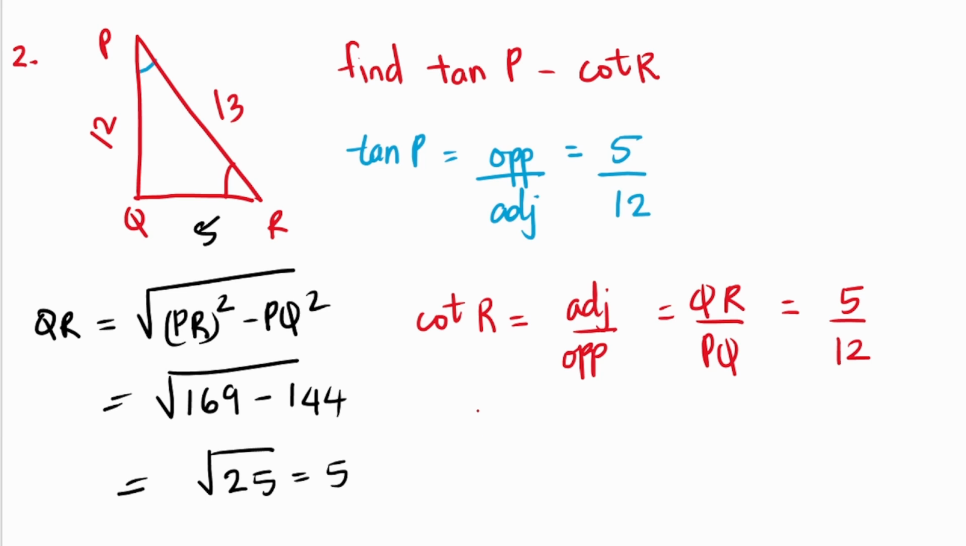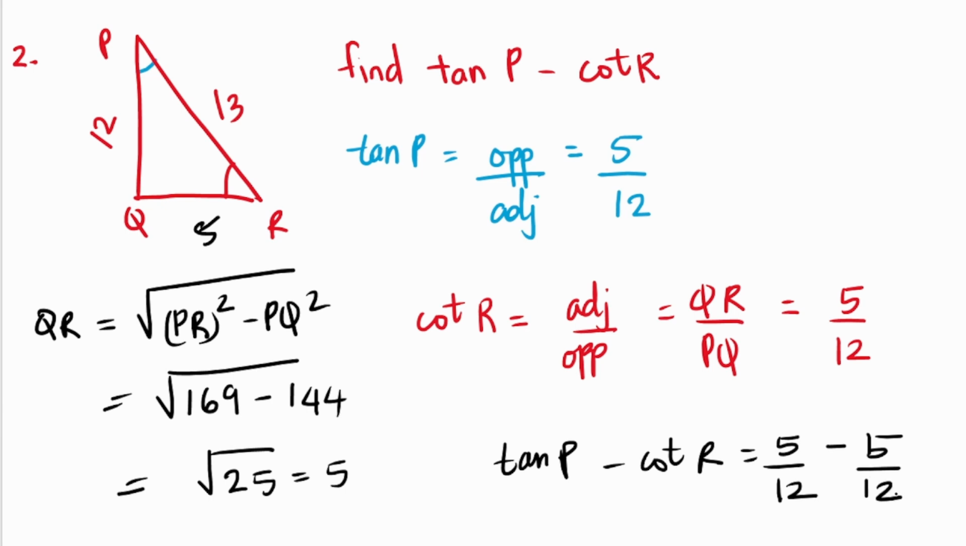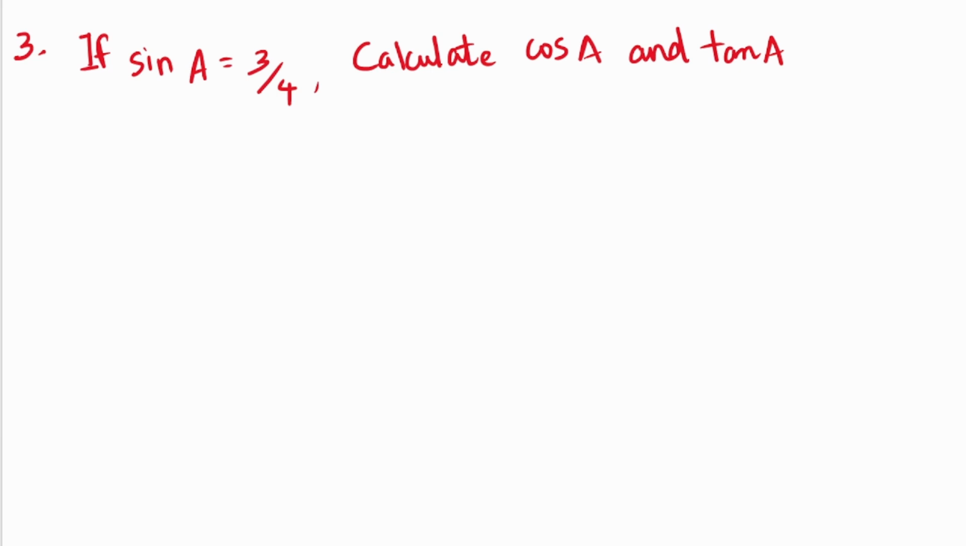So they've asked us to find the value of tan P minus cot R, that is 5 divided by 12 minus again 5 divided by 12, we'll get the answer as 0. Answer to this question is 0. Now let us move on to the third question. Here they have given sin A equals 3 by 4, calculate cos A and tan A.